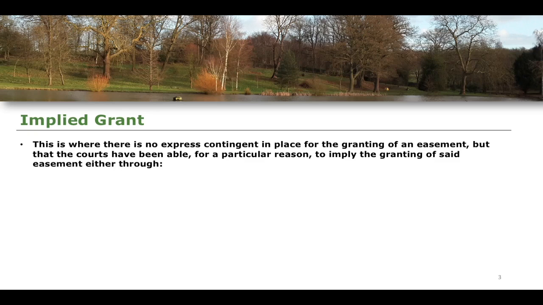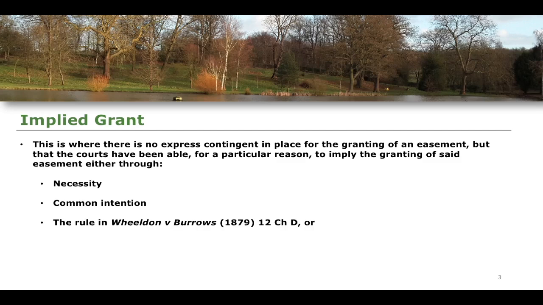So, an implied grant of an easement, as the name suggests, is a situation where there is no express contract in place for the acquisition, the granting, or the reservation of an easement, but rather the courts have been able to, for a particular reason, imply that an easement has been granted, either through necessity, through the concept of common intention, through the rule in Wheeldon v Burrows, the case from 1879, or finally under the provision of Section 62 of the Law of Property Act.